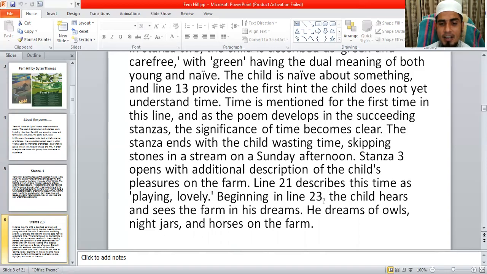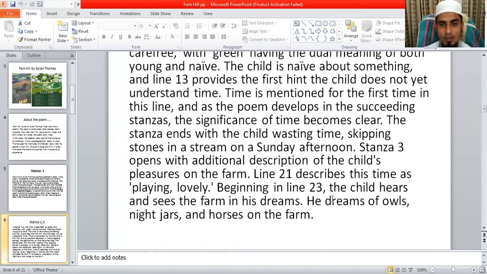So you can find in the line that the child hears the seas, the farm in his dreams, and he also sees the farm in his dreams, in his dreamy atmosphere. So he dreams of owls, nightjars, and horses on the farm.